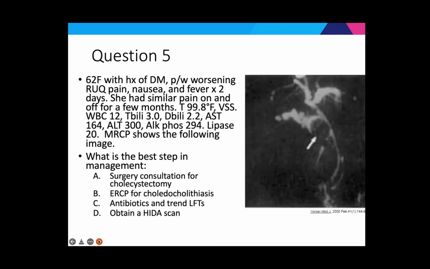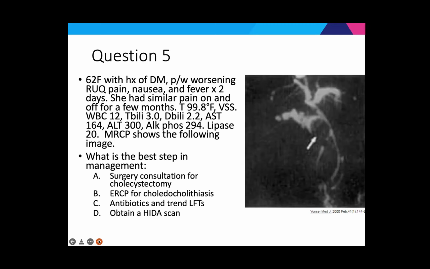White blood cell count is 12, and LFTs are elevated with total bilirubin of 3, direct bili of 2.2, AST 164, ALT 300, and alkaline phosphatase 294. Lipase is normal at 20. The MRCP shows the following image on the right. What is the next best step in management? Is it A, surgery for cholecystectomy, B, ERCP for cholelithiasis, C, antibiotics and trend LFTs, or D, obtain a HIDA scan?